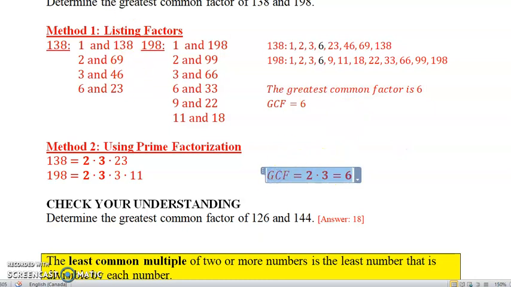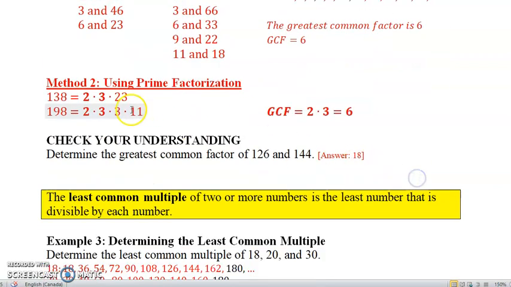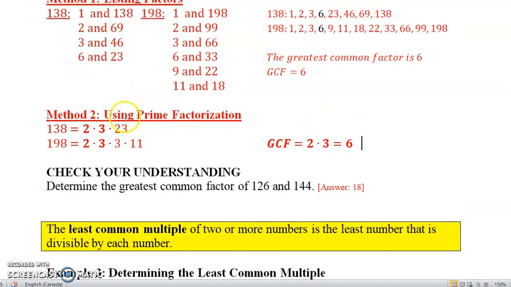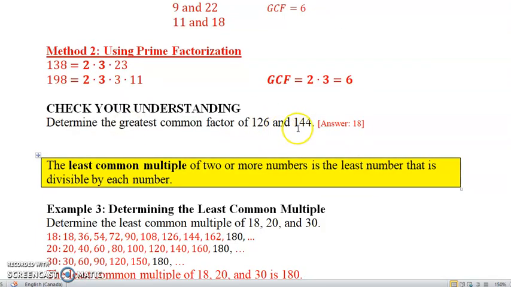Okay, so that's just another method that can be used for, like I mentioned, finding the GCF using common prime factors from your prime factorization or your list of prime factors. Okay, you can try that using the check your understanding.